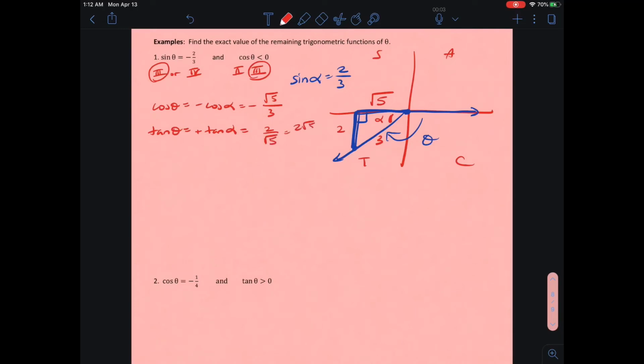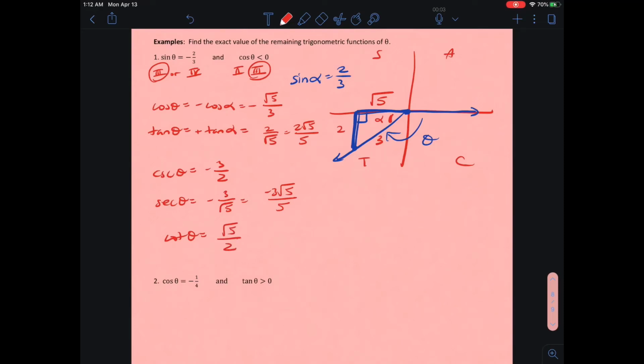And if you rationalize that, you get 2 square root of 5 over 5. And then from there, we have to find cosecant of theta, which all I'm going to do is take sine of theta and take the reciprocal. So I get negative 3 over 2. Then I'm going to find secant of theta. Once again, I'm just going to take cosine of theta and take that reciprocal. That will give me negative 3 over square root of 5. And if I rationalize that, I get negative 3 root 5 over 5. And then to find cotangent of theta, I'm just going to take the reciprocal of tangent of theta. That's going to give me root 5 over 2.